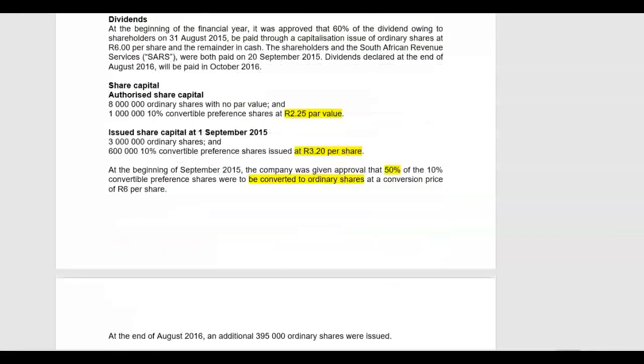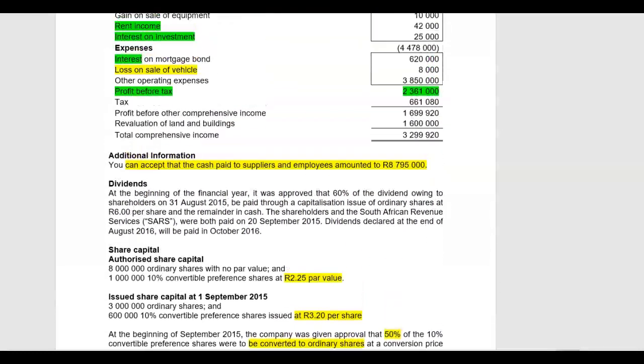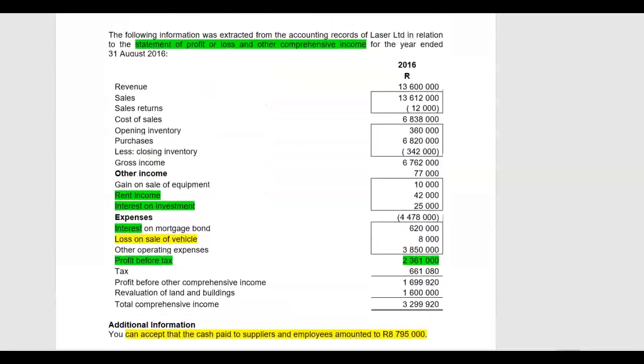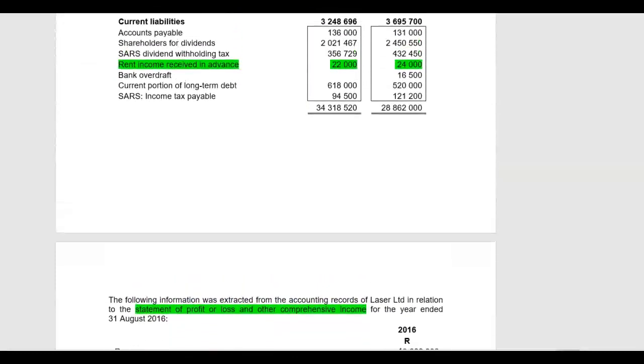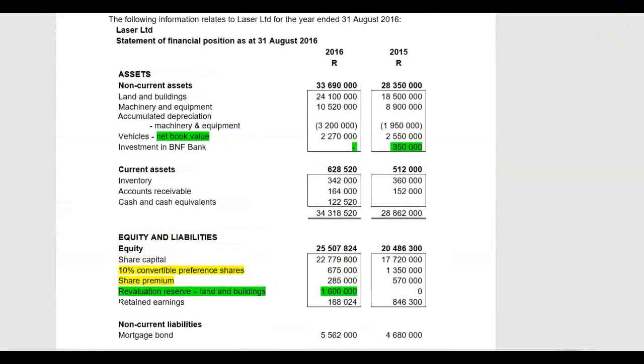Shares. Now let's read dividends first before we get to shares. At the beginning of the financial year, it was approved that 60% of the dividend owing to the shareholders at 31 August 2015 has to be paid through the capitalization issue of ordinary shares at 6 Rand per share and the remainder in cash. So what that is all about is our shareholders for dividends account at the beginning of the year. Where are you?